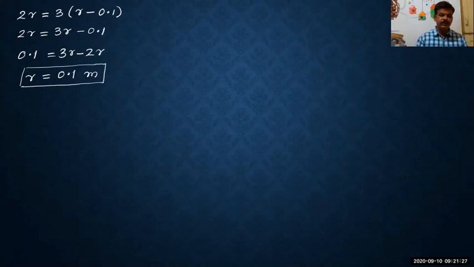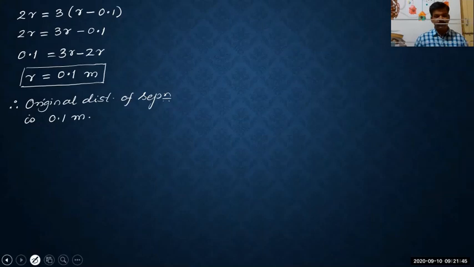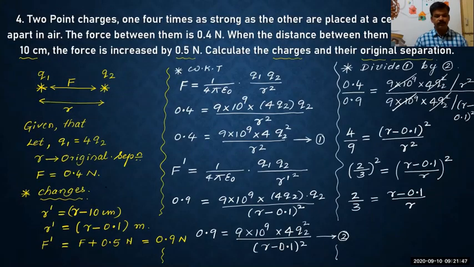The original distance of separation is 0.1 meter. That is your first part. Now still we have to find one more thing there. What is that? They ask you to find the charges there. You have to find the value of Q1 and Q2.